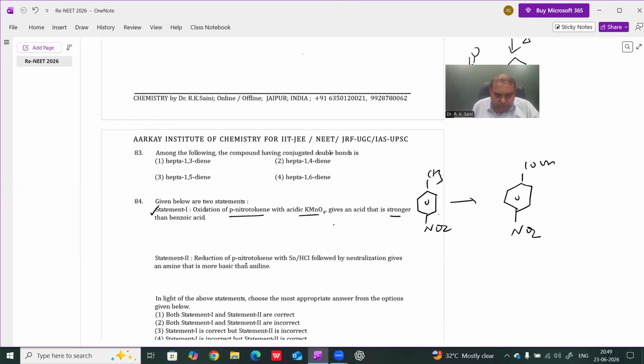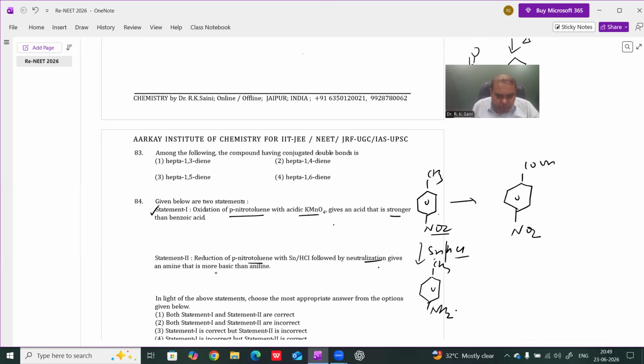Reduction of para-nitrotoluene with Sn, HCl followed by neutralization. This reagent reduces the nitro group into an NH2 group, and hence the product is CH3C6H4NH2. Neutralization is needed for the HCl, otherwise it changes into a salt. After neutralization, the acid is removed and the product is this.